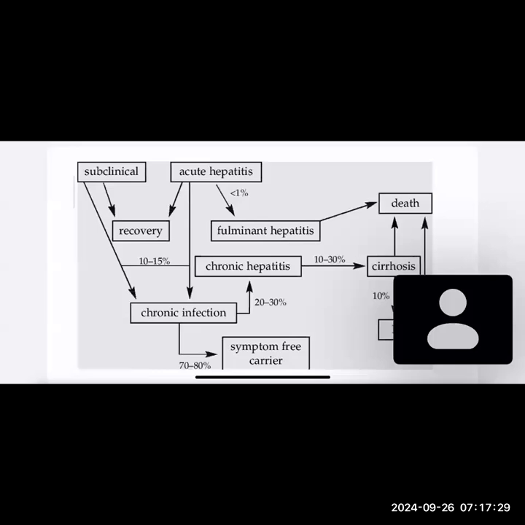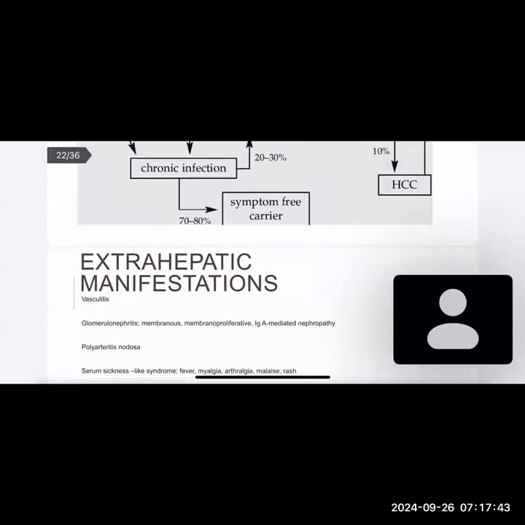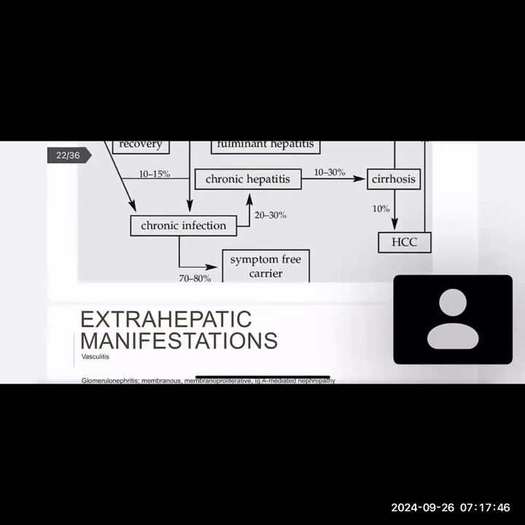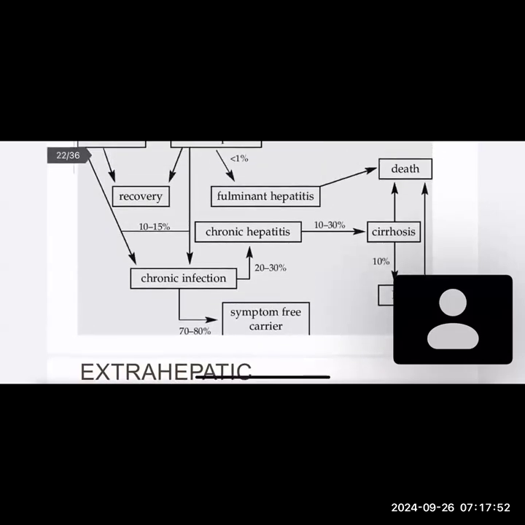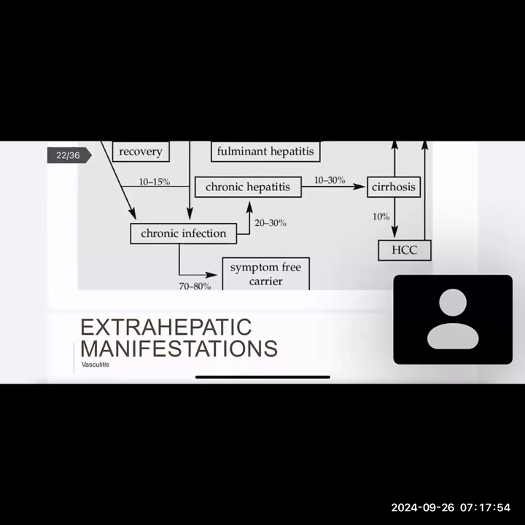For those who have the acute hepatitis, from the diagram here, we can see less than 1% of them can have fulminant hepatitis and die. Some will go on to have chronic infection and then have chronic hepatitis and develop cirrhosis and then hepatocellular carcinoma. Some of the patients who have chronic infection might go on to become symptom-free carriers, which we saw. That's the immune control patients. So this just explains all we've talked about.